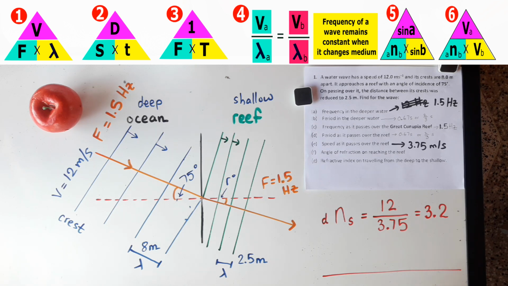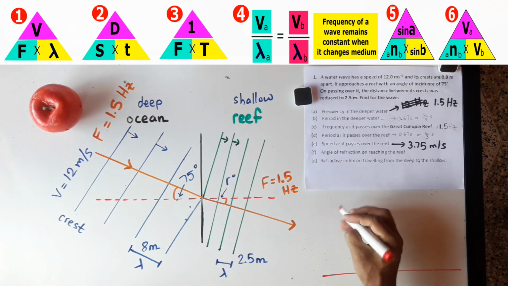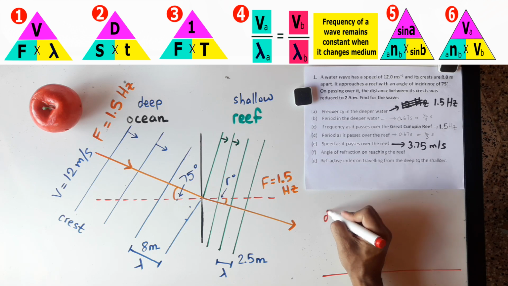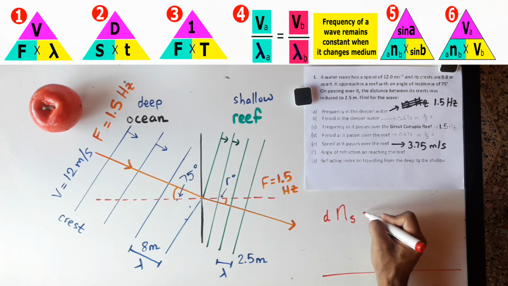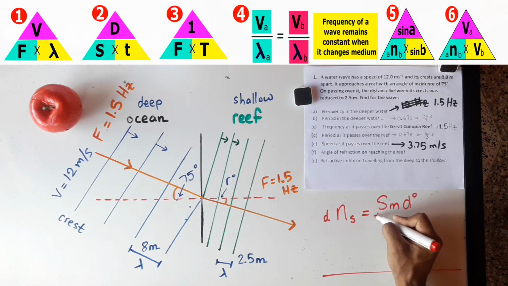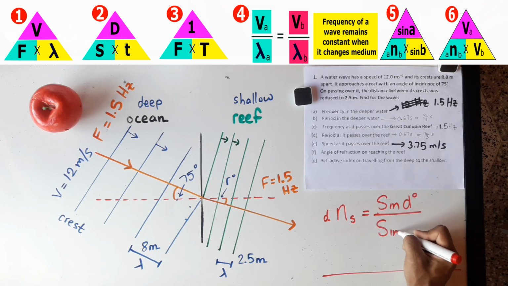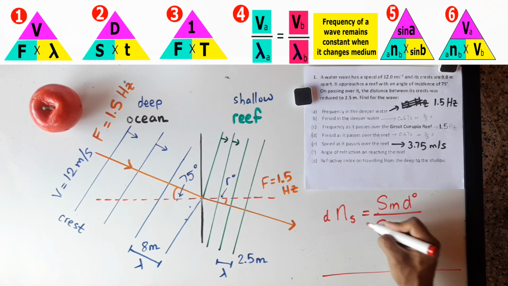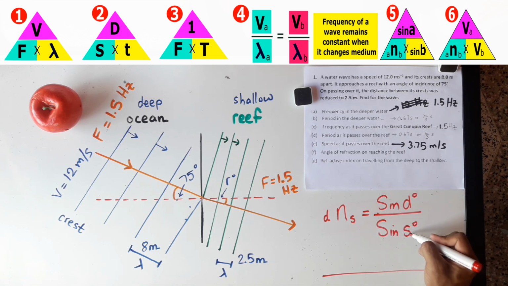Using this value now, we can use formula number 5 to get the angle in the reef. So I just need to erase this space here. I have limited space on this board right now. Using rule 5, the refractive index from deep to shallow is equal to the sine of the angle in the deep divided by sine of the angle in the reef, which is the shallow region. So let's put S for shallow. Shallow and the reef is the same thing.